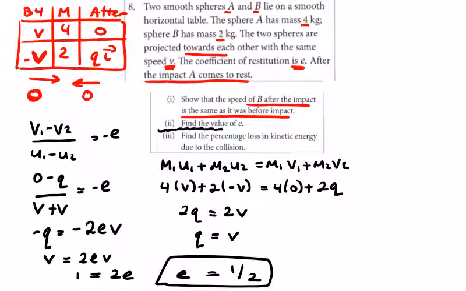Which is part 2 here. Whereas part 1, the speed, well, Q is equal to V. Therefore same as minus V, just in the opposite direction. If you want to put in the opposite direction.